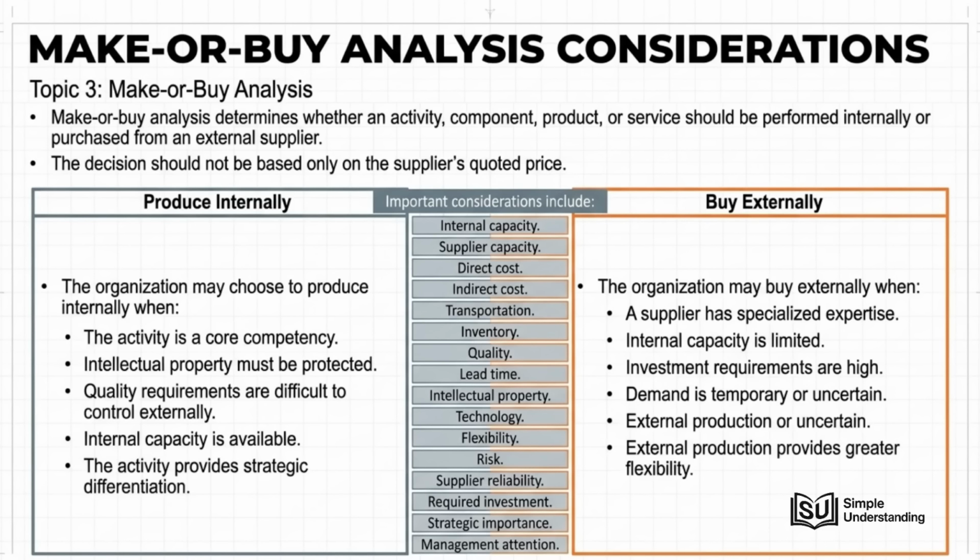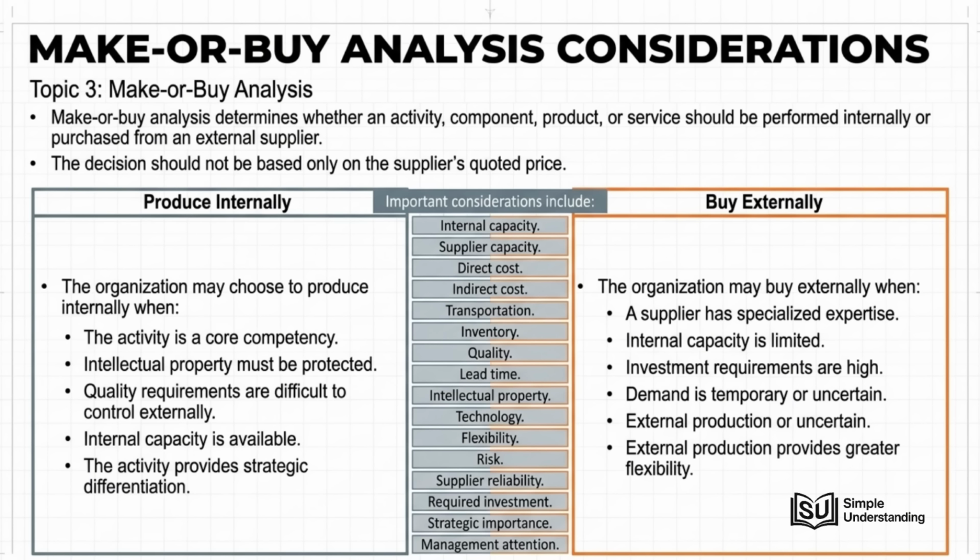Topic 3: Make or buy analysis. Make or buy analysis determines whether an activity, component, product, or service should be performed internally or purchased from an external supplier. The decision should not be based only on the supplier's quoted price. Important considerations include internal capacity, supplier capacity, direct cost, indirect cost, transportation, inventory, quality, lead time, intellectual property, technology, flexibility, risk, supplier reliability, required investment, strategic importance, management attention.